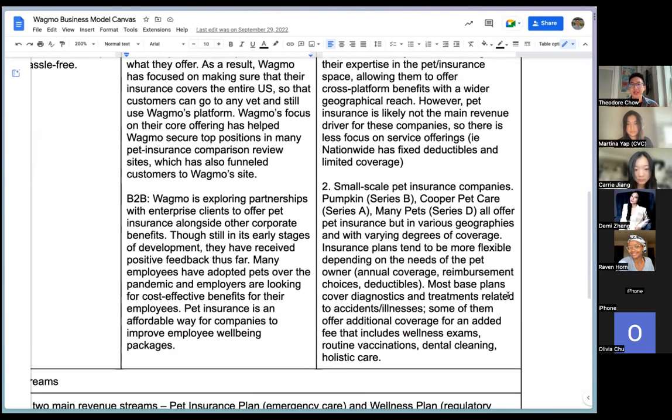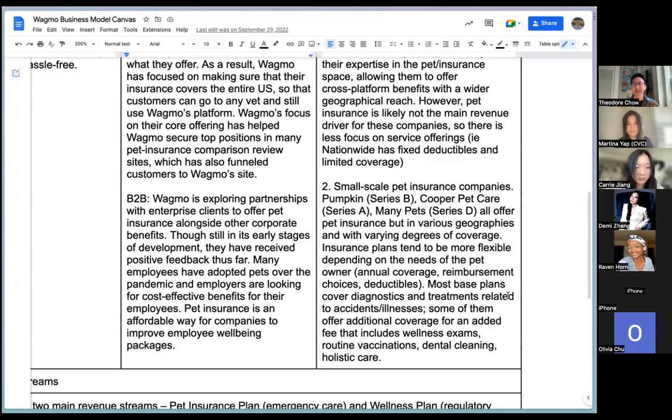On the other hand, there are smaller scale pet insurance companies like Pumpkin, Many Pets, and these are all smaller pet insurance companies that provide this insurance, but obviously with various geographies as well as varying degrees of coverage.